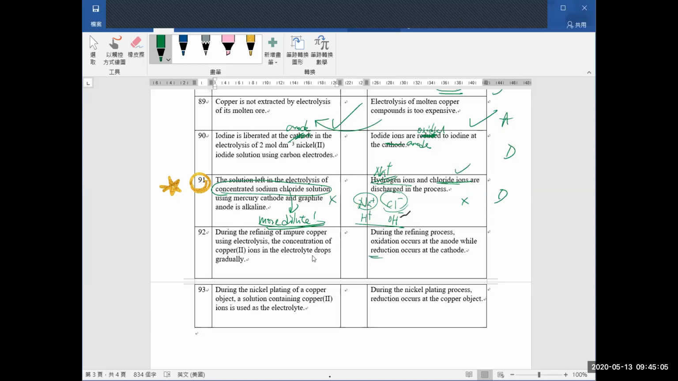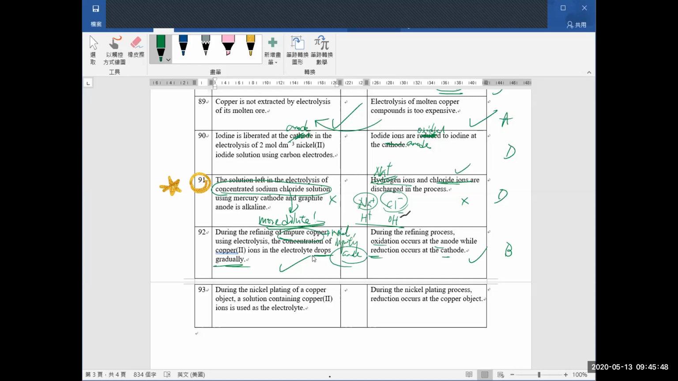Of course, this one you need not argue, right? No change. Sorry, change. This one is correct. It's B. Why? Impure copper will contain other metal impurities. So they will also undergo oxidation at the anode, right? So all the electrons lost will all be gained by copper two ions in the solution. So finally, they will get a respective number of moles of copper two ions to be reduced.